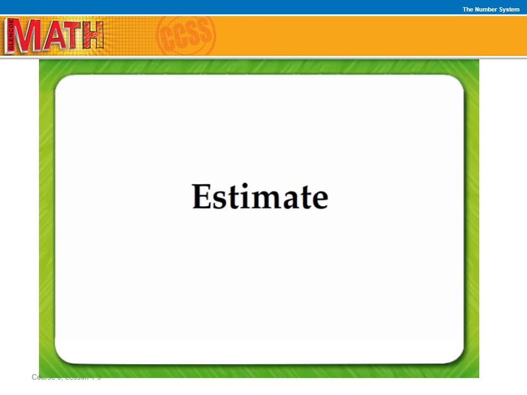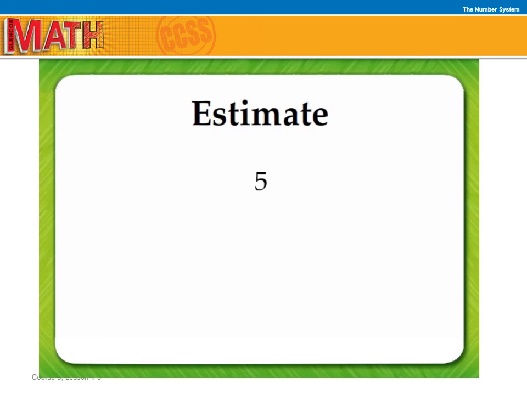The first thing we need to do is estimate the value of the square root of 5. The largest perfect square less than 5 is 4, and the smallest perfect square greater than 5 is 9. So write the inequality 4 is less than 5 is less than 9. Next, find the square root of each number. The square root of 4 is 2. The square root of 5 is square root of 5, and the square root of 9 is 3. The square root of 5 is between 2 and 3. Since 5 is closer to 4 than 9, the best whole number estimate for the square root of 5 is 2. Let's use this value to evaluate the expression.